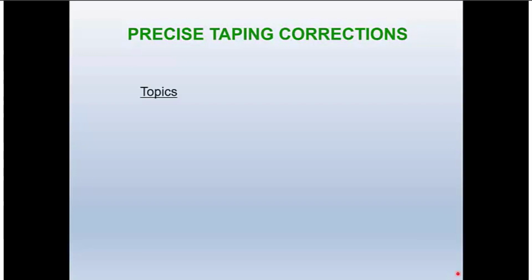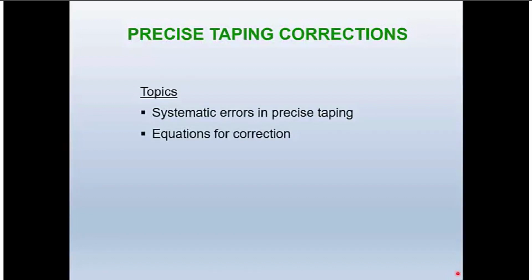Precise taping corrections. The topics in this video include systematic errors in precise taping, equations for the correction of those systematic errors, and an example problem removing systematic errors from a measurement using a 100-foot steel tape.